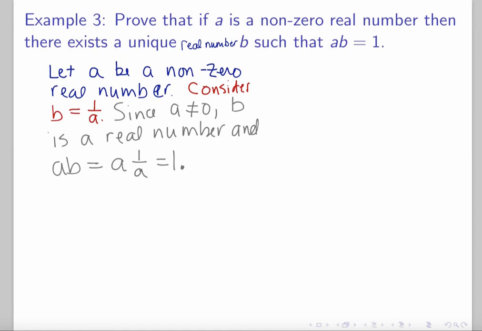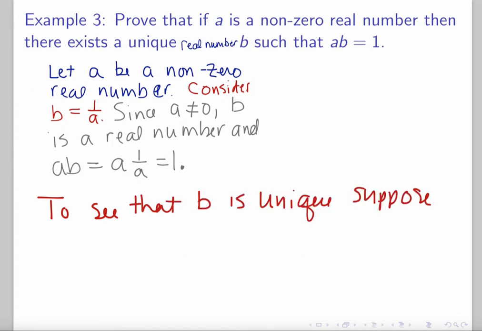And then the next thing we want to do is prove that that b that we found is unique. It's the only one that's going to work. 1 over a is the only choice that's going to work for a times b equals 1. So to prove something's unique, we use a proof by contradiction. We suppose that it's not unique and then reach a contradiction. It's so common to do uniqueness by proof by contradiction that we often don't say "for the sake of contradiction." We just start in. So I'm going to say, to see that b is unique, suppose that there's another one that works. So suppose that a z equals 1 for some other real number z.